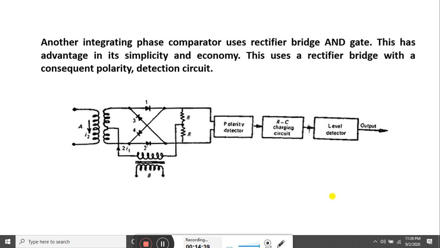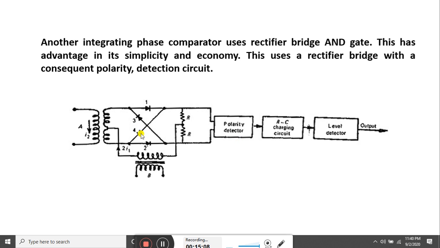Now this is another circuit of the integrating type phase comparator, which has a diode rectifier, polarity detector, RC charging circuit, level detector, and after that there is an output. Here we have two signals, the currents I2 and I1, which are fed through these rectifier circuits, and from there the output is taken to the polarity detector.